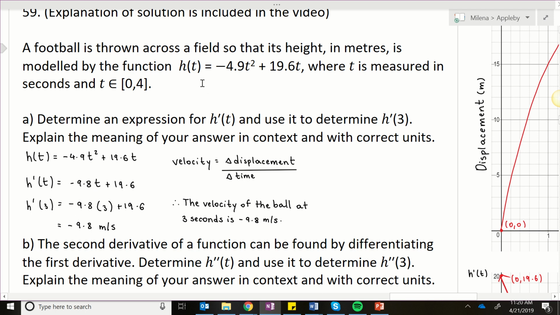Now, knowing that h(t) is the equation of the football's displacement, our original equation, we know that h'(t) is the equation of the football's velocity, because velocity is the first derivative of displacement. Remember, velocity equals change in displacement over change in time, or simply, velocity is the rate of change of displacement, measured in meters per second. So when we substitute the value of 3 seconds in the h'(t) function, we're determining the velocity of the football at 3 seconds, which is negative 9.8 meters per second.